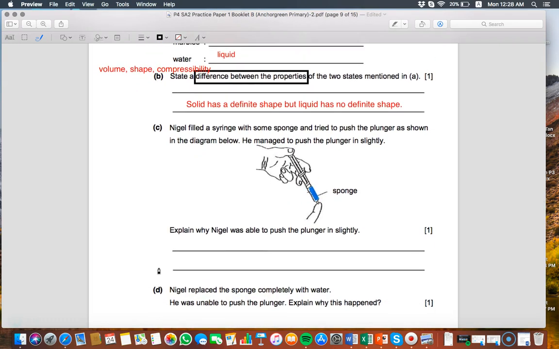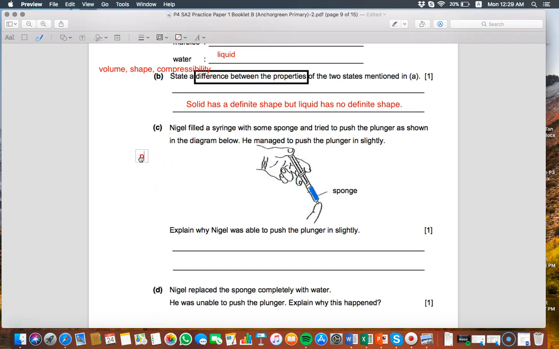Let's look at part C. Nigel filled a syringe with some sponge and tried to push the plunger as shown in the diagram below. He managed to push the plunger in slightly. You see the word push. So what property do you think this question is asking you about? Compressibility, right? So we have to gather clues from the question stem itself.